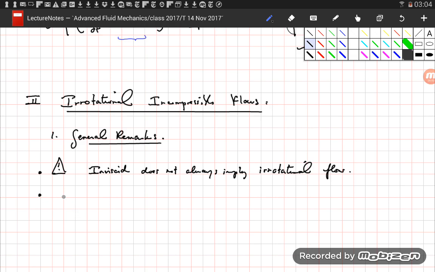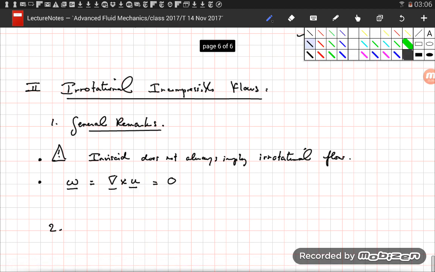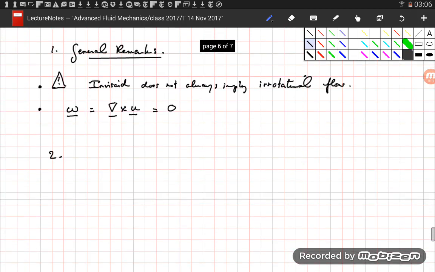And then the second one is just, let's remember what it means to be irrotational. A flow is irrotational simply when it is curl-free. So when the curl of u is equal to 0, or another way of saying that is that the vorticity vector is equal to 0. Now let's look at a direct consequence of irrotationality. What is the direct consequence of having an irrotational flow?